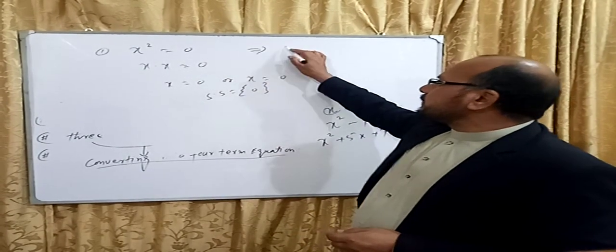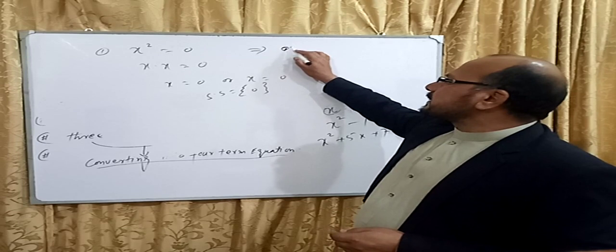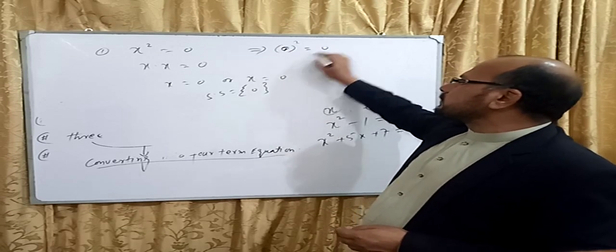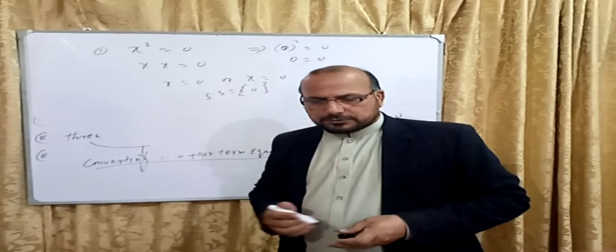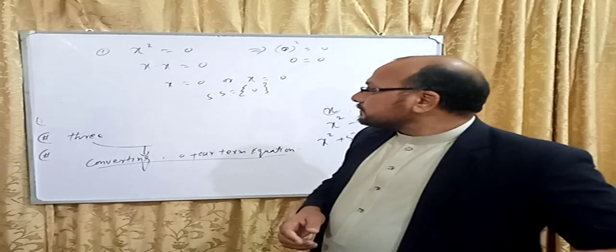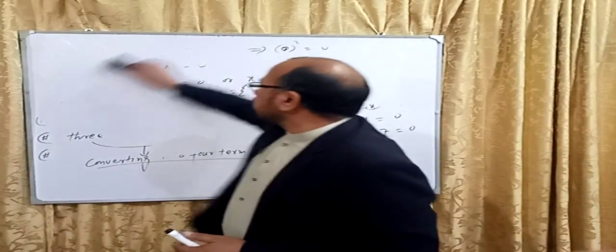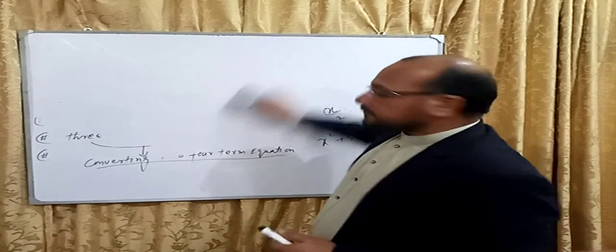Like this. If we put 0 instead of x, 0 squared equals 0, so it's giving us 0 equal to 0. It means that this is the true solution set. Sometimes, we have a two-term expression.